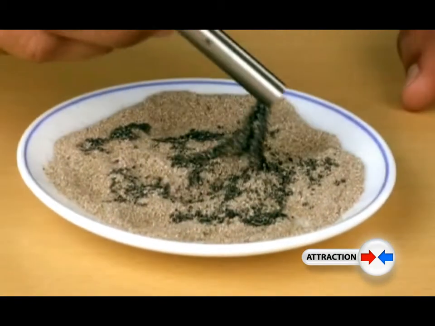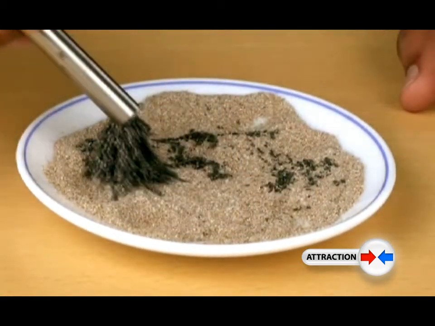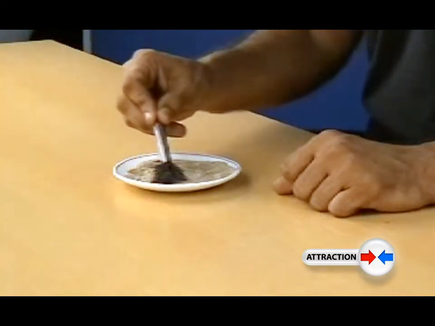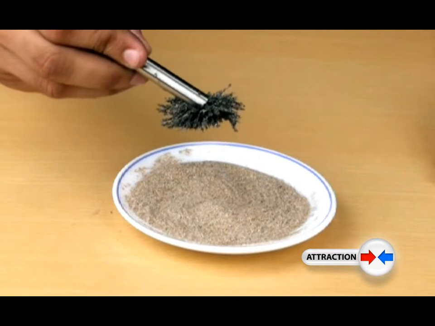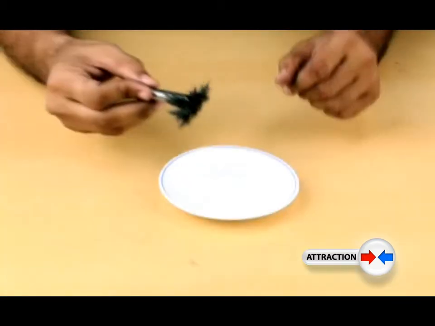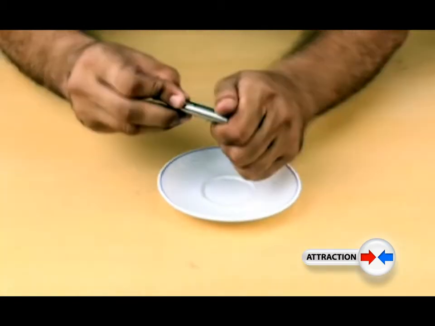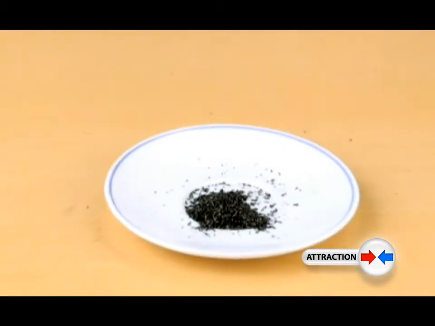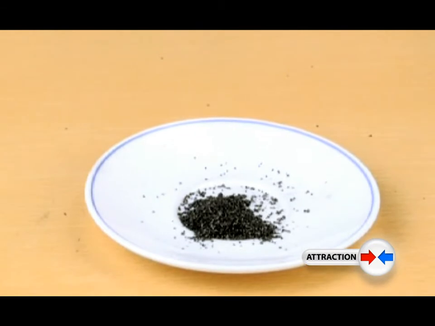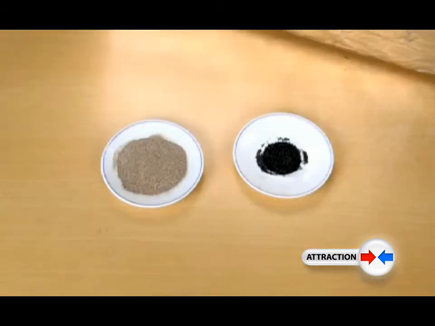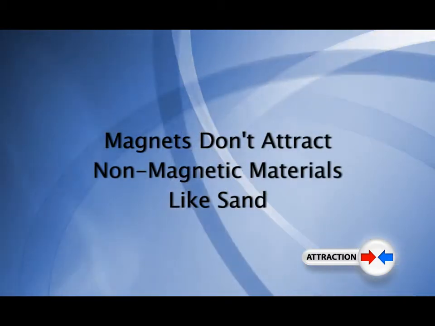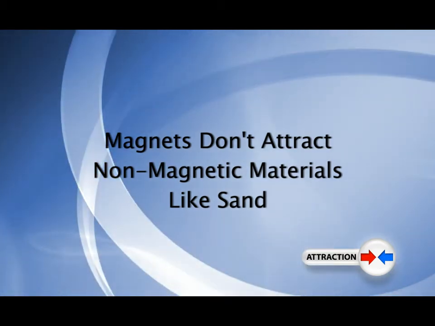Notice how the iron filings jump out towards the magnet. The sand stays where it is and does not move towards the magnet. Now, place the magnet with the iron filings over another surface and remove the iron like this. The iron is separated from the sand. This illustrates that magnets don't attract non-magnetic materials like sand.